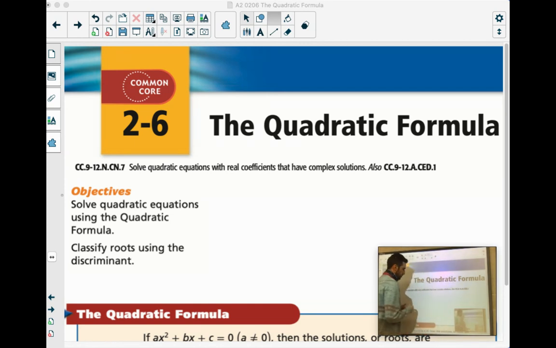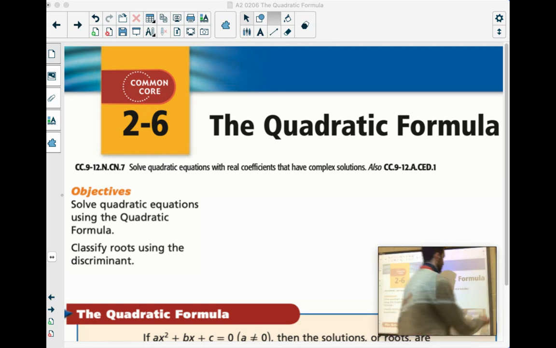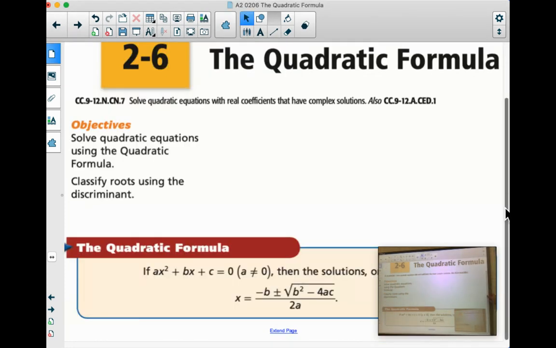Let's talk quadratic formula. Okay, so the quadratic formula is a way that you can solve these quadratic equations without completing the square. It's just another path that you have, another option. So let me scooch it down here. Here is the quadratic formula. It looks way more complicated than it is.